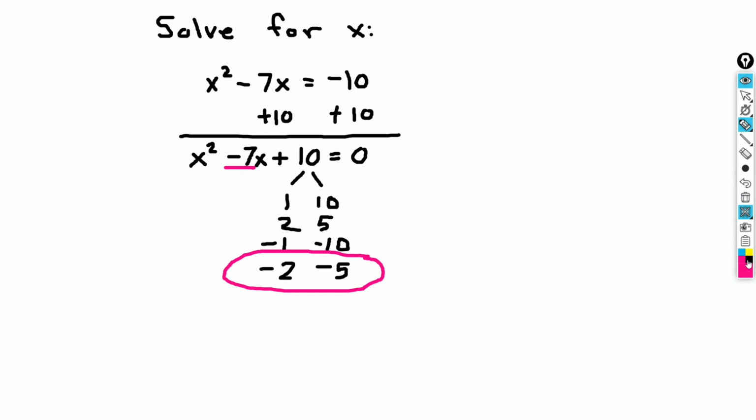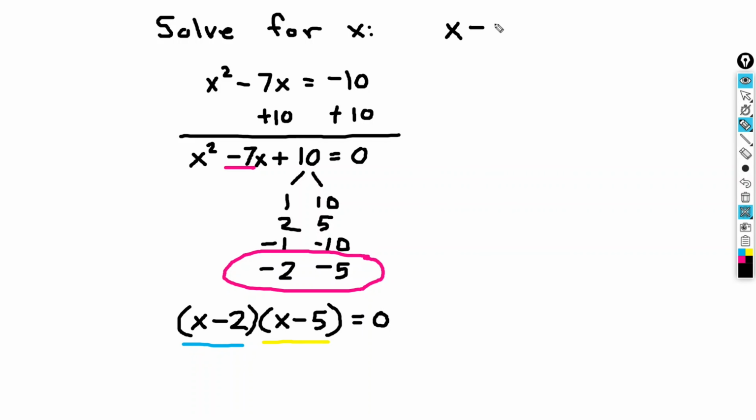So now I can write the left-hand side in factored form as x minus 2 times x minus 5, and I can set that equal to 0. Now using the zero product property, I know that if x minus 2 here is 0, 0 times whatever x minus 5 is will equal 0. Likewise, if x minus 5 here is 0, whatever x minus 2 is times 0 will also be 0. So I'm going to set both x minus 2 and x minus 5 equal to 0.